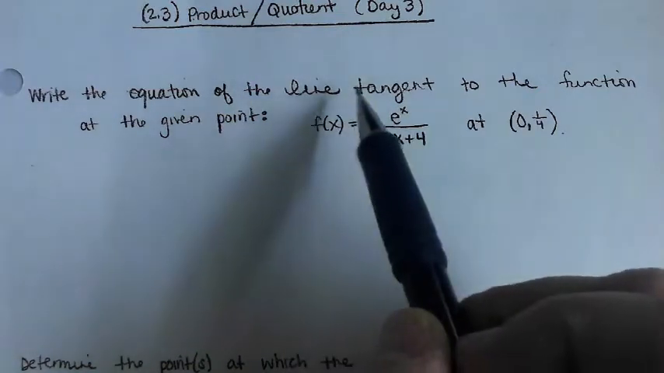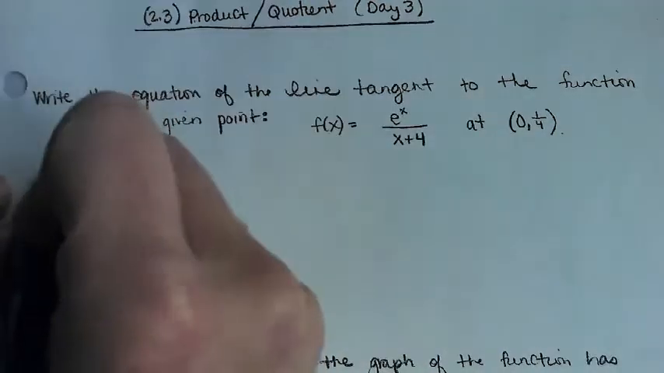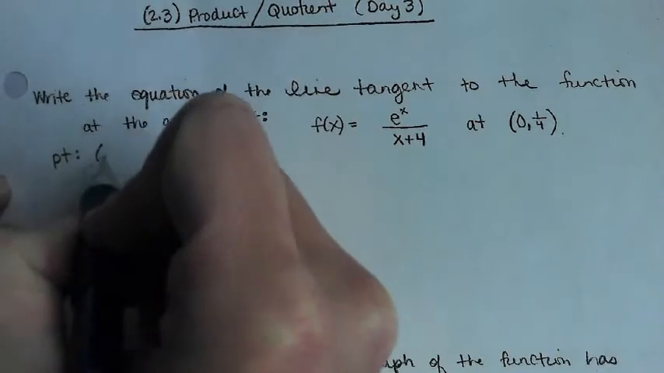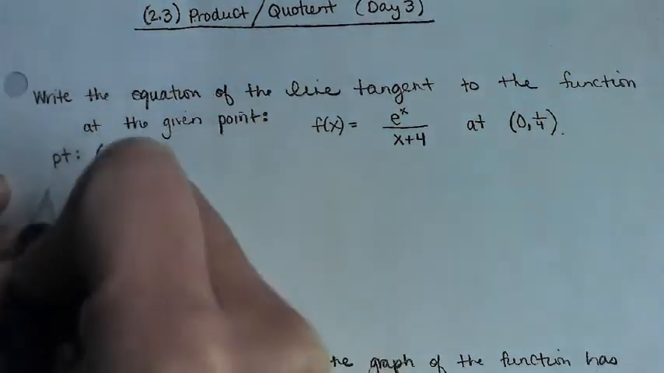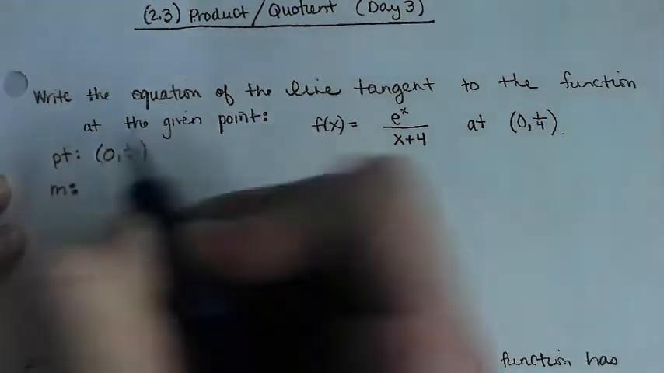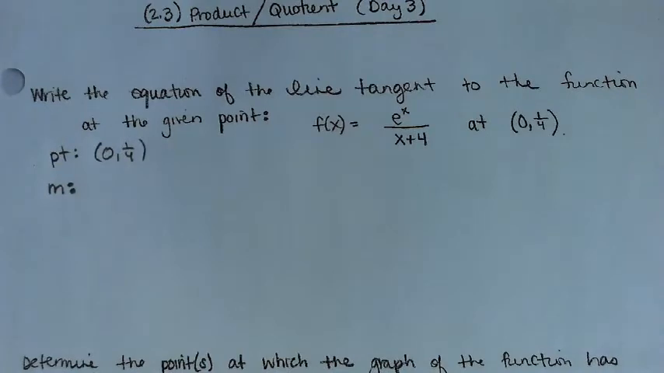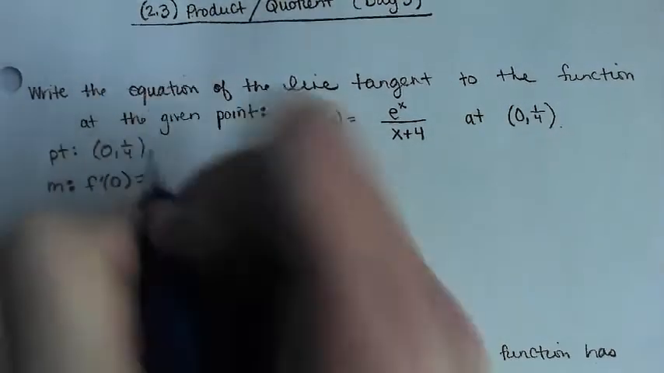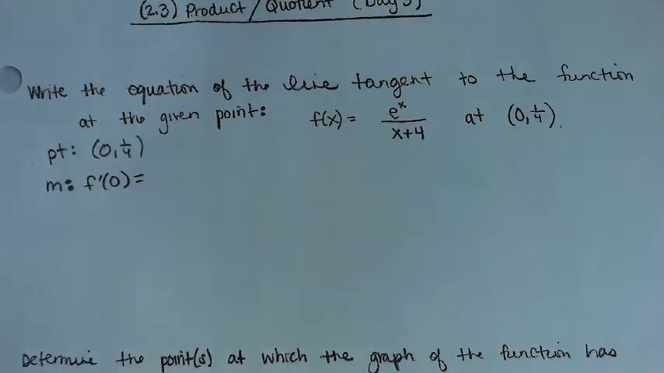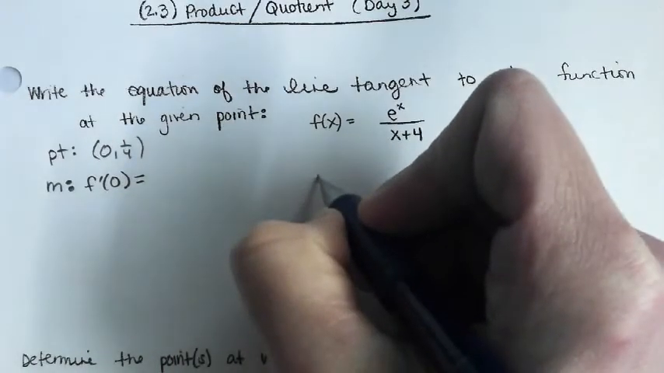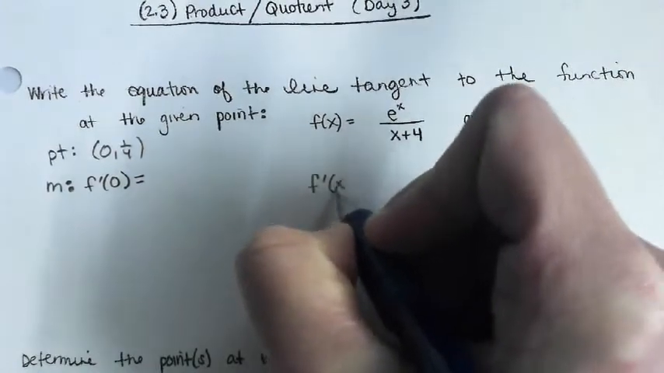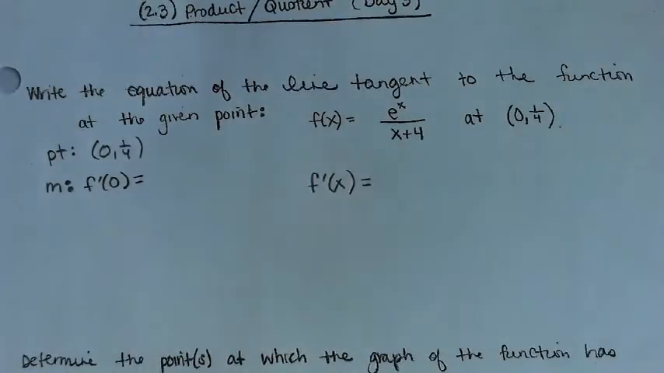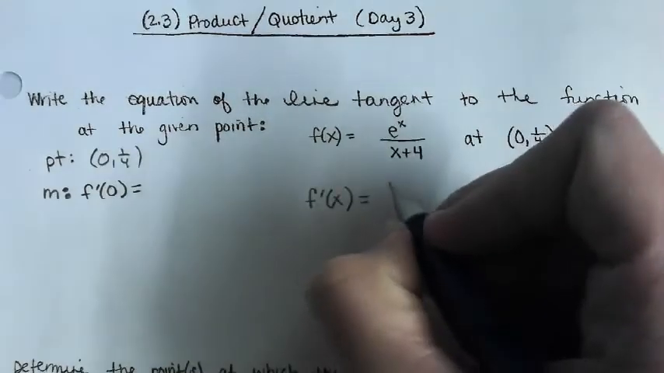So writing the equation of a tangent line, you need a point. We have it. And you need a slope at that point. So the slope at 0, so we need f prime at 0. Well, before we can do that, we have to find f prime. So it's just going to be a detour to find the derivative. So go ahead and do that.